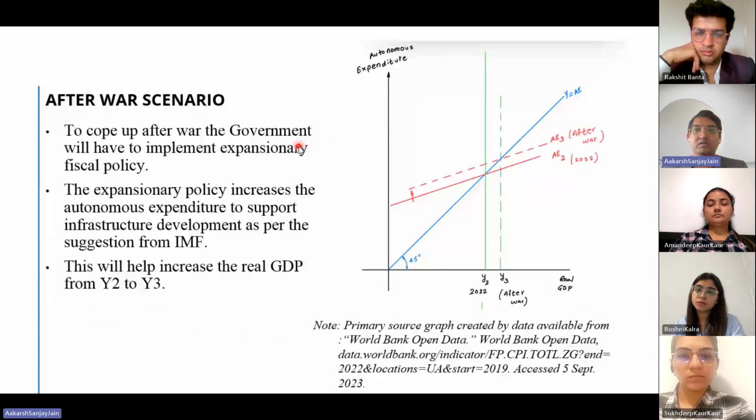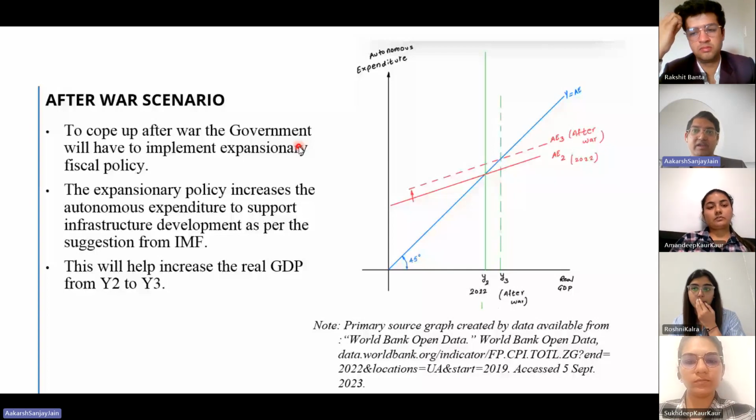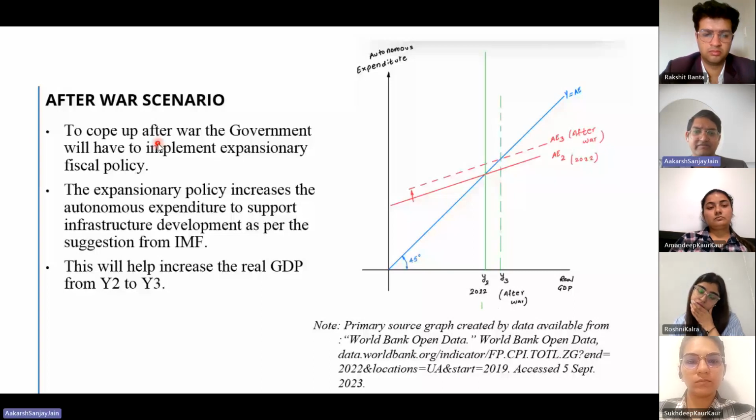Hello everyone. So after the IMF's suggestions of implementing new fiscal and monetary policy for the growth of the economy of Ukraine, we have focused mainly on the expansionary fiscal policy. So our suggestion will be that if the government implements expansionary fiscal policy, it will have to expand the expenditure for the infrastructure development of the country.